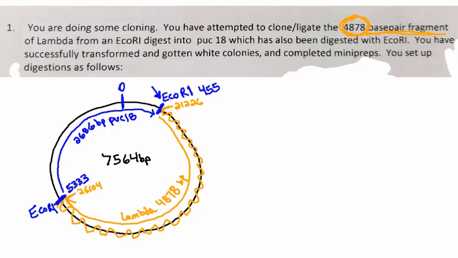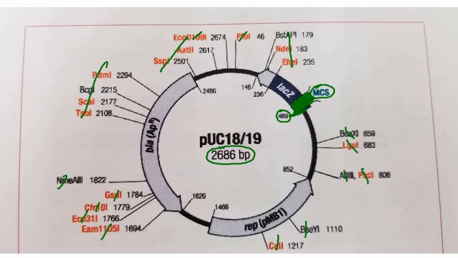Now that we know where the Eco R1 sites are, now we're going to move on to doing Hind 3. Now first let's do it on the pUC. We can look up on the pUC to see if there's any Hind 3s here. And I can tell you, I already went over this, there's no Hind 3s on any of these. But there might be a Hind 3 in this multiple cloning site. So let's look at that.